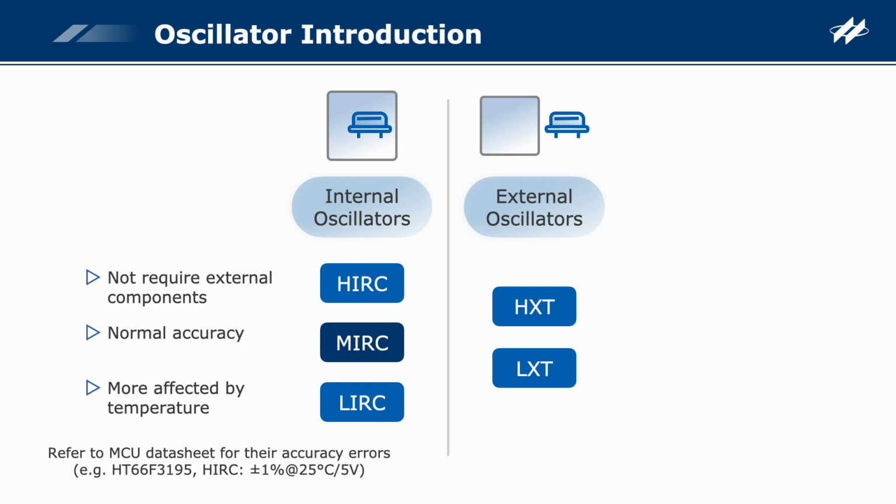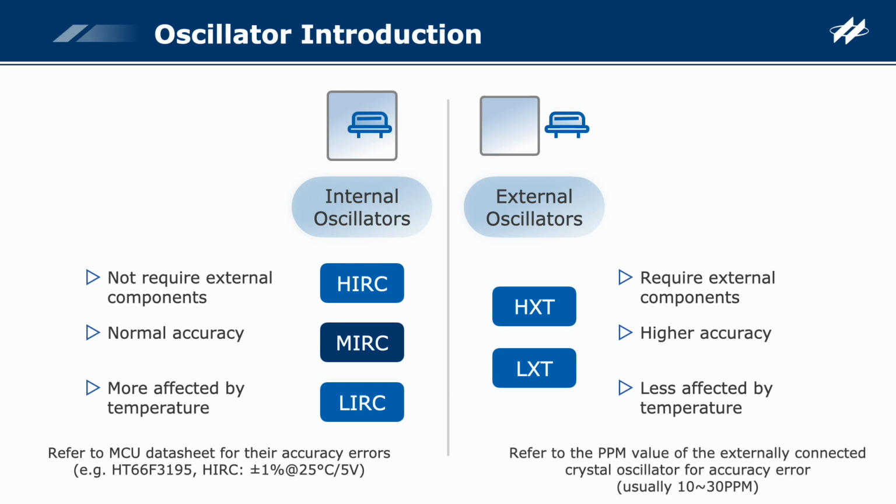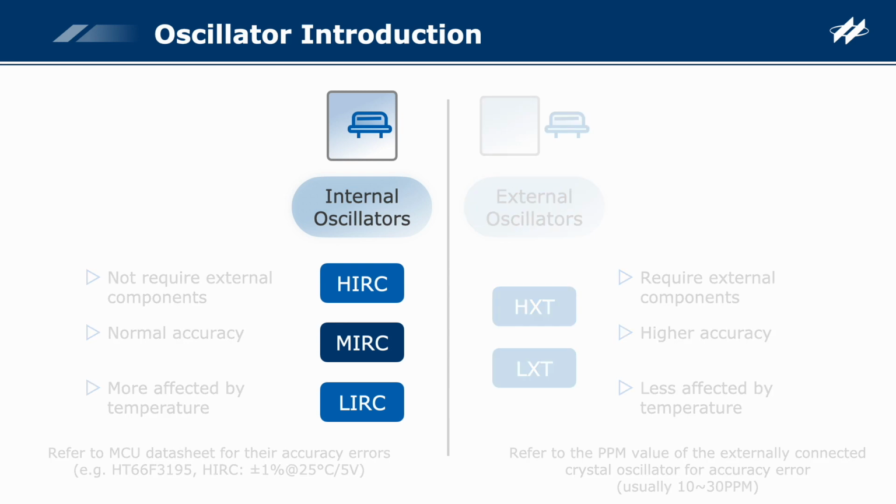When the accuracy of the internal oscillator is not sufficient, an external oscillator can be used to meet the requirements. External oscillators require external components, but their accuracy is higher and less affected by temperature. Please refer to the ppm value of the external crystal oscillator for accuracy error. The smaller the ppm value, the higher the accuracy. Next, let's take a look at the 3 internal oscillators.